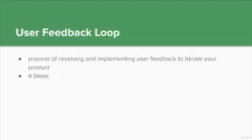In the last video, we talked about the benefits of incorporating feedback, and I'm going to explain how feedback is used in the various iterations of your MVP. So the user feedback loop is one way to incorporate feedback to improve the MVP. The loop is a process of receiving and implementing user feedback to iterate your product. And it's made up of four main steps.